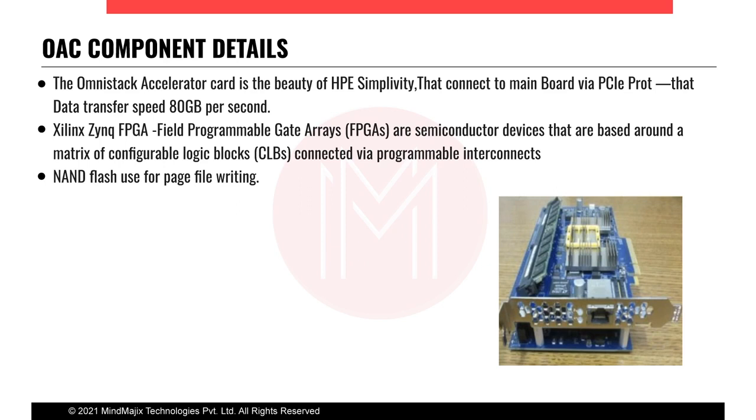We'll also show you, if the power goes down, how the PCI card should save the data, save the logs, and push the logs. All things will be shared in a proper manner. This is our OmniStack accelerator card. The speed of the OmniStack accelerator card is about 80 GB per second, so it helps to copy 1 TB of data within 1 minute.